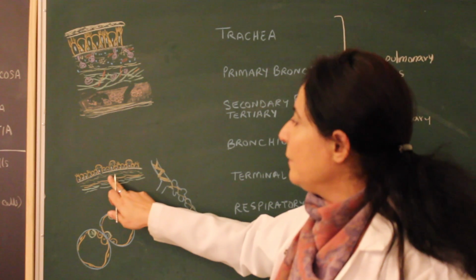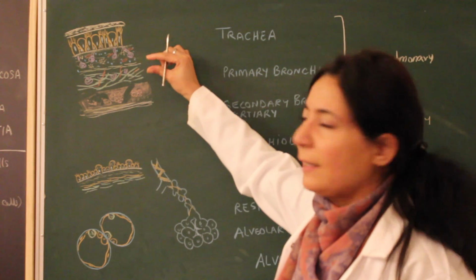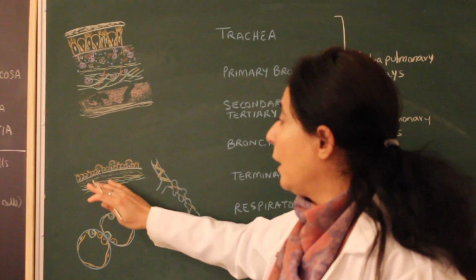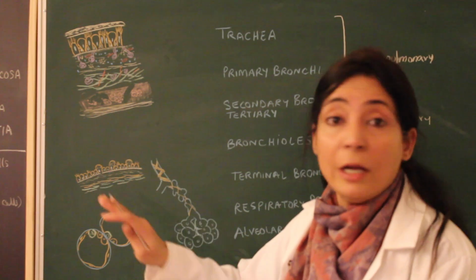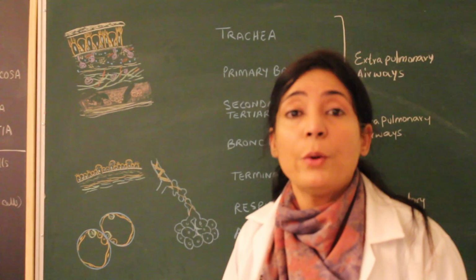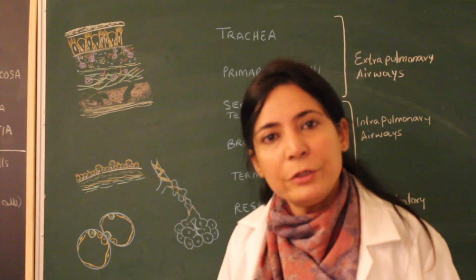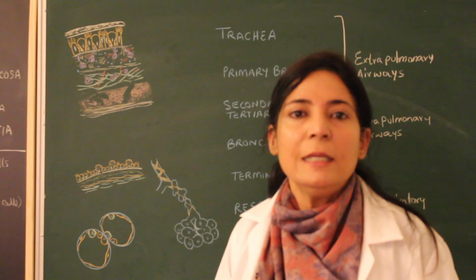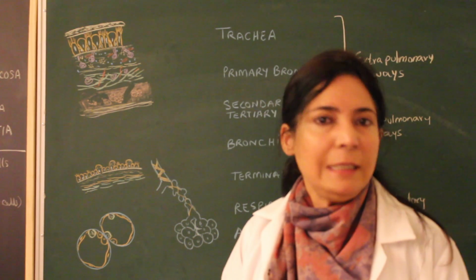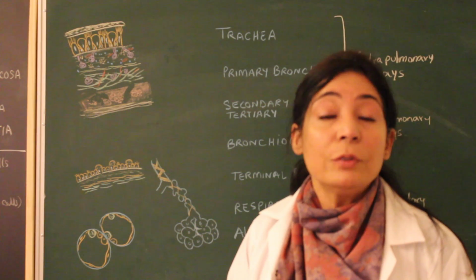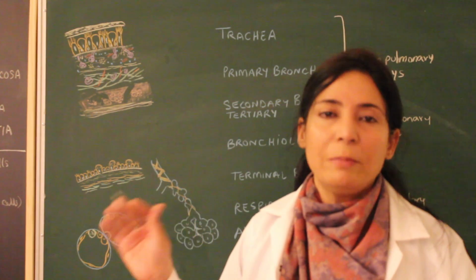At the same time, the lamina propria will reduce in thickness. There will be hardly any glands. There are no glands because we do not require any secretions in the lowermost airways, the intrapulmonary airways. We do not need any secretions, so we do not need glands. We do not need mucus. So there are no goblet cells.